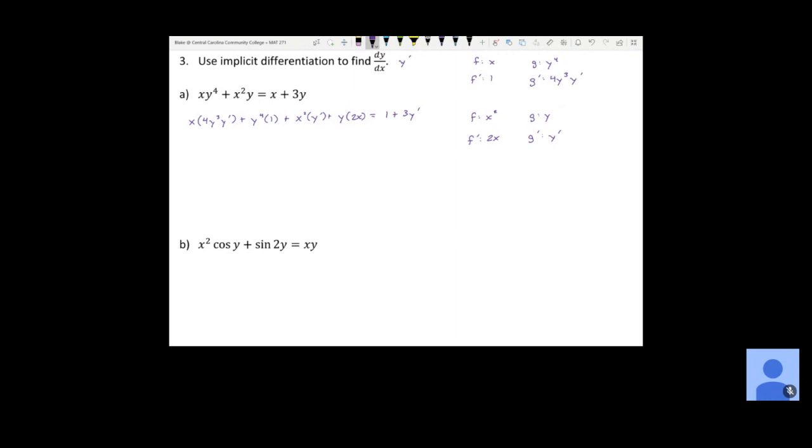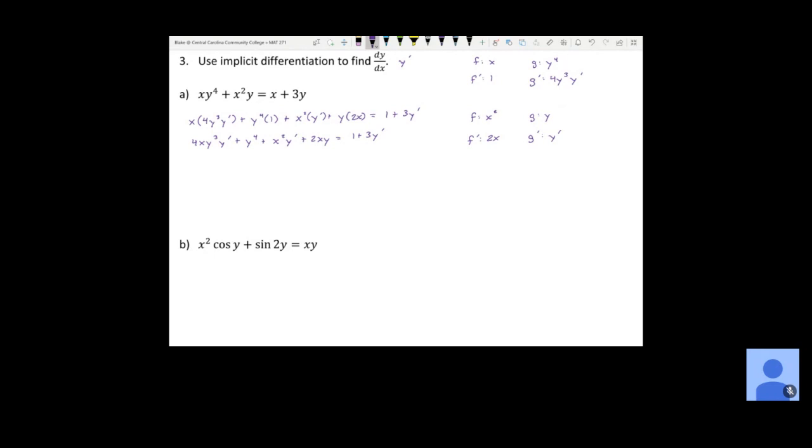Good. We need to get y prime by itself. Well, notice we've got 1, 2, 3 different terms that have a y prime in them. So we're going to have to get all those to one side first. I'm going to rearrange some terms here first just to simplify it, and then we'll get all the y primes together. This is going to be 4xy cubed y prime plus y to the 4th plus x squared y prime plus 2xy equals 1 plus 3y prime.